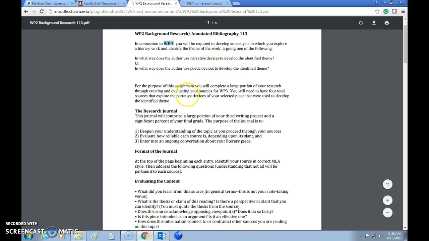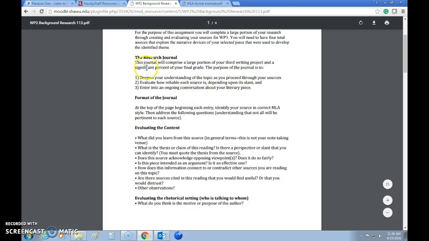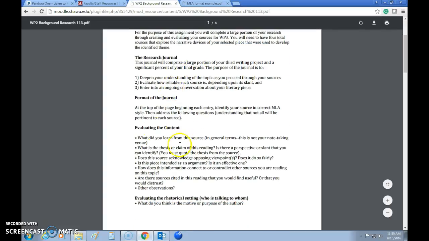Now, for Writing Project 2, we'll talk about this a little bit more next week, but understand that there are going to be different parts of this. There's basically kind of like a research journal. You're going to find a scholarly source, 4 of them, that talk about Raisin in the Sun, and then you're going to answer some questions.